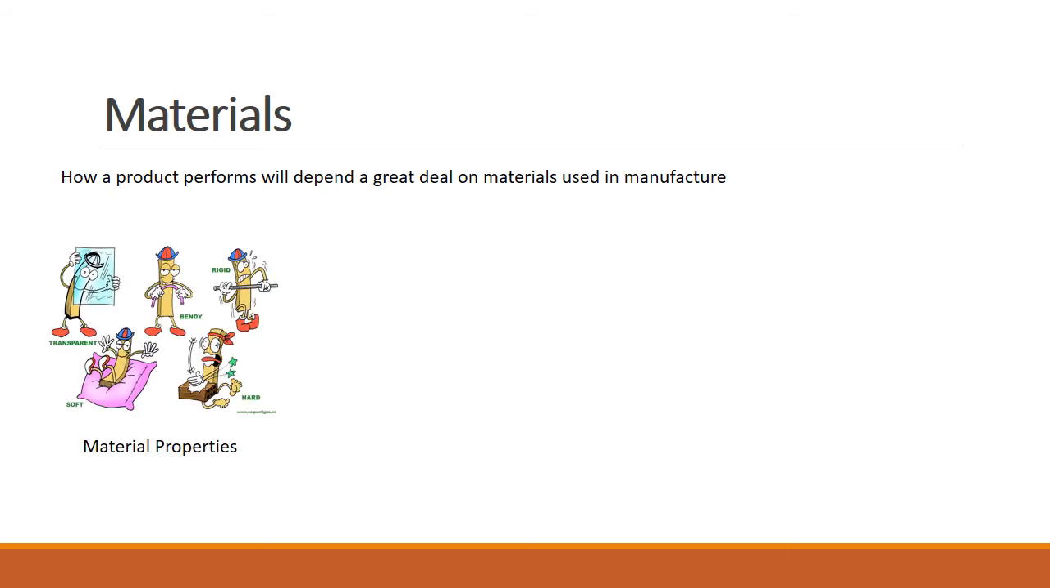Two of the most important factors to affect performance for any product include materials and manufacturing methods. In this slide, let's consider materials. How a product performs will depend on the materials used in manufacture. These materials need to have the correct properties. Materials can be hard, soft, bendy, rigid, transparent. These are only a few properties that materials can have.